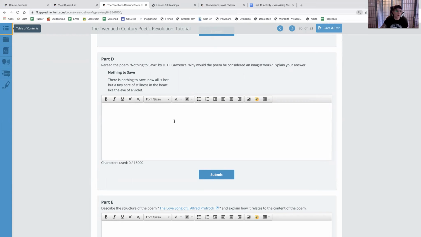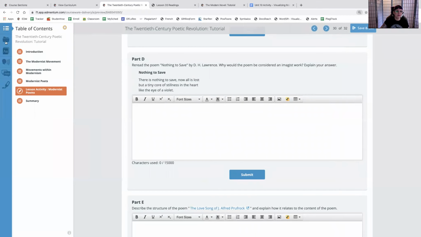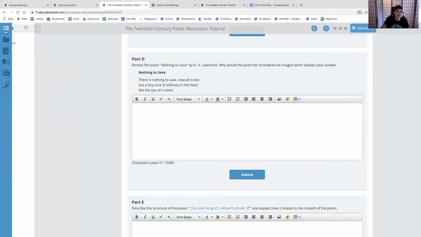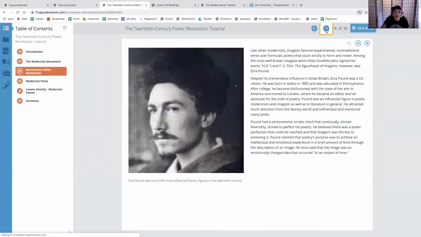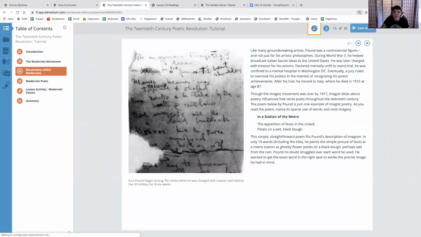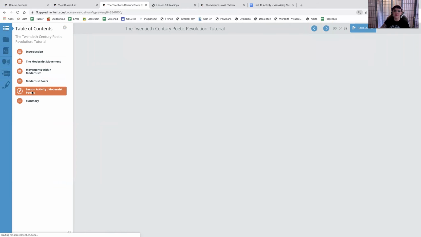A very short poem. I don't get the impression I'm going to find it immediately, but let's see if I can get through. Oh, here we go. In a station of the metro, the apparition of faces in the crowd, petals on a wet black bough. So this is imagism. It's basically being very concise, but giving images into what you're doing, and it's meant to convey a certain feeling.